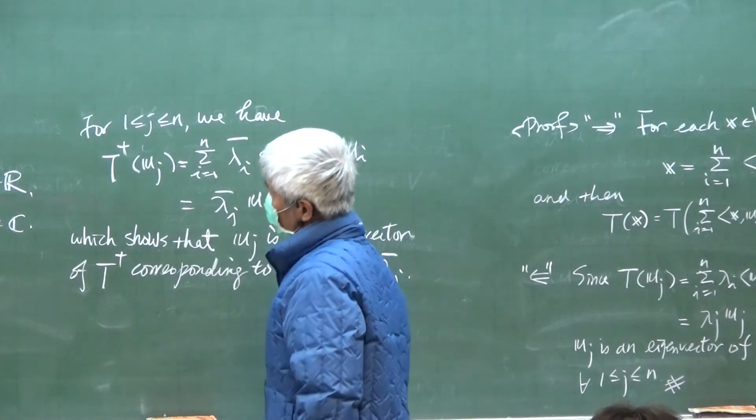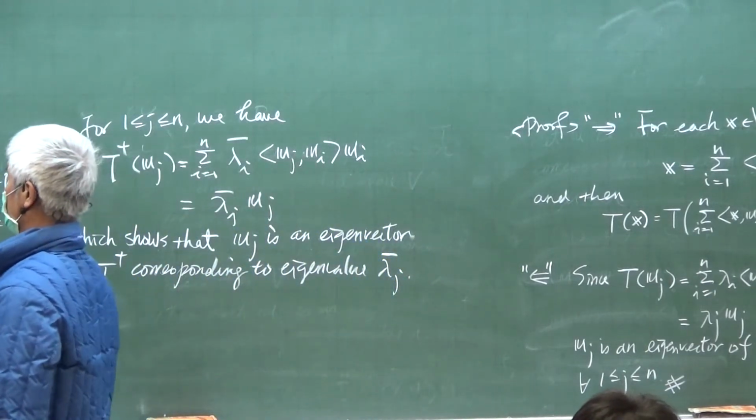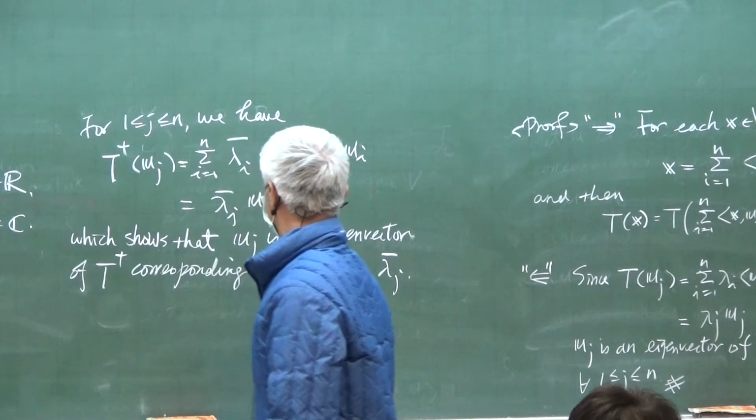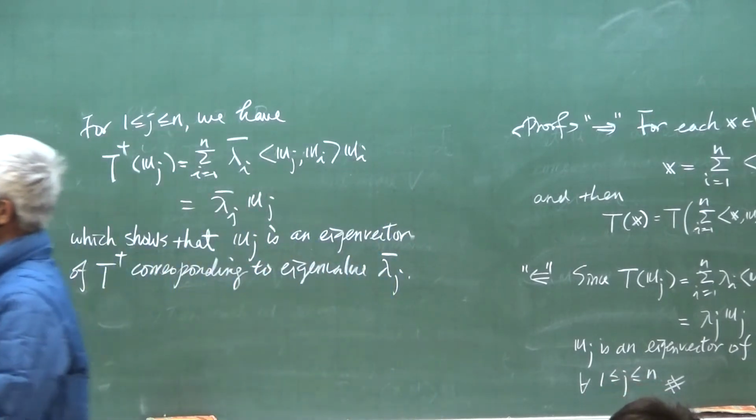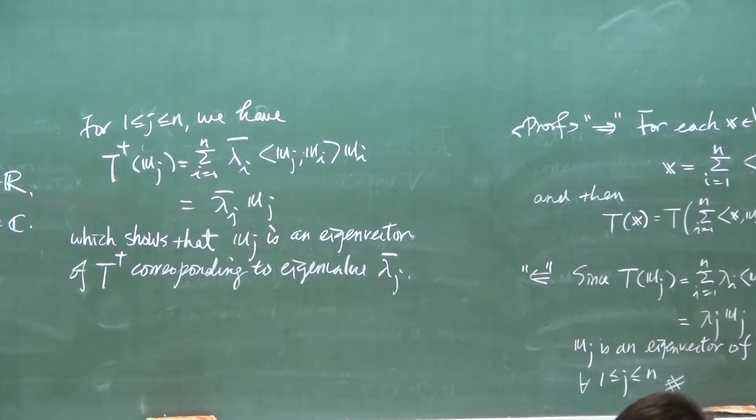So if we have this spectral decomposition, so if T has a spectral decomposition, okay, so this is good.